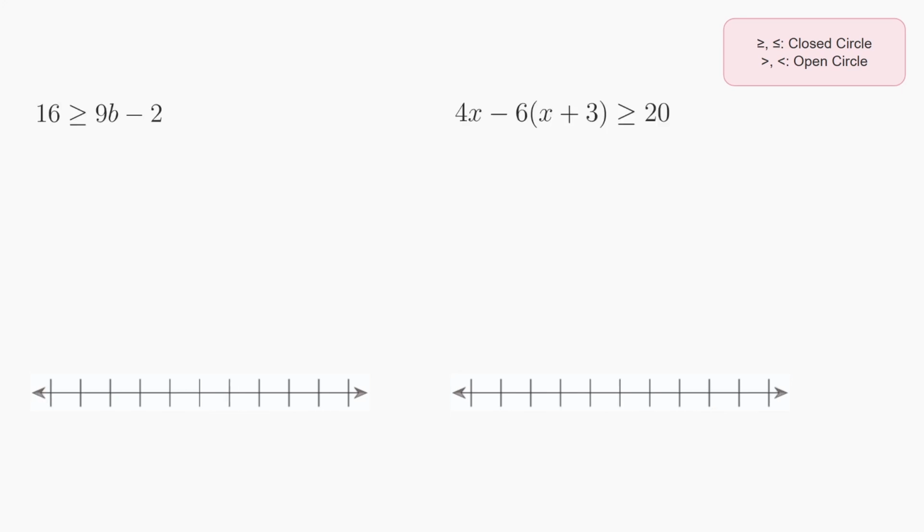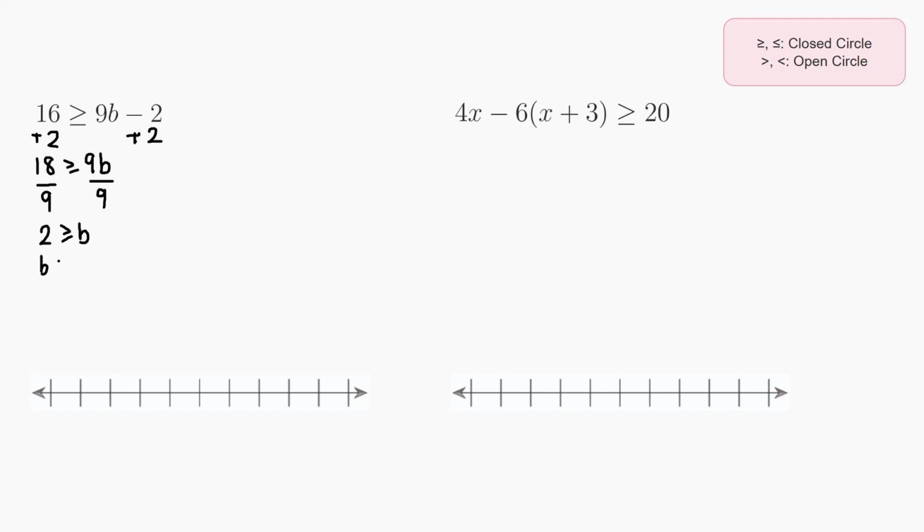Now, let's solve 2 more practice problems. We start with 16 is greater than or equal to 9b minus 2. So first, we're going to add 2 to both sides and get 18 is greater than or equal to 9b. Then we're going to divide both sides by 9 to isolate that b. And we're given 2 is greater than or equal to b.